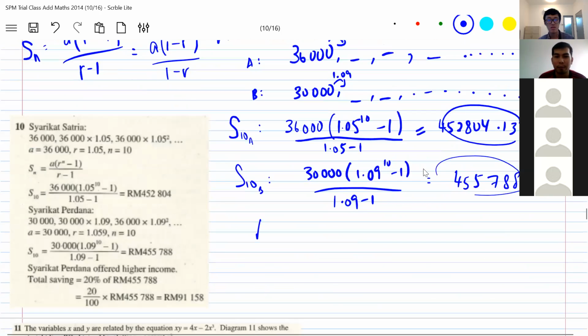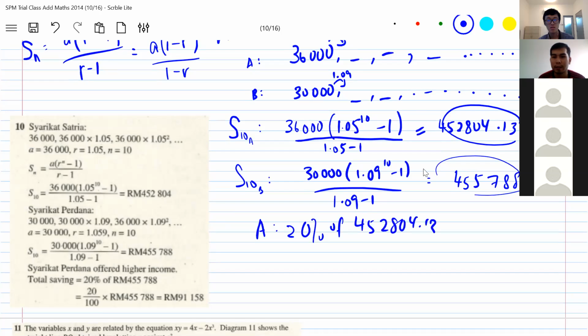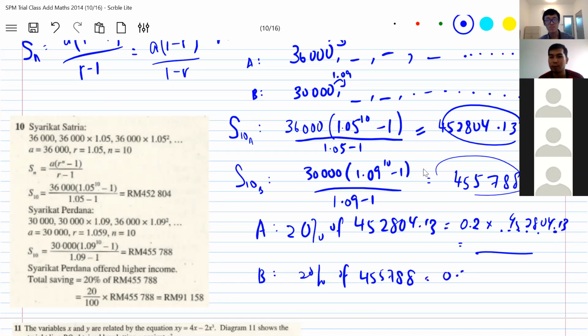So for company A, his total savings will be 20% of the total, 452,804.13. That equals 0.2 times 452,804.13, and then you get your answer. B would be 20% of 455,788, which is 0.2 times 455,788, equals whatever answer. There you have it. You've done your question.